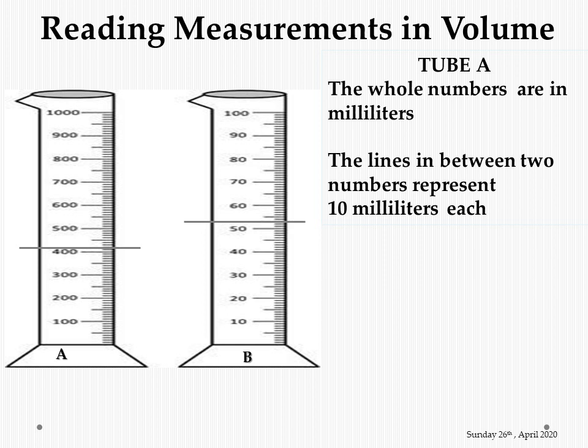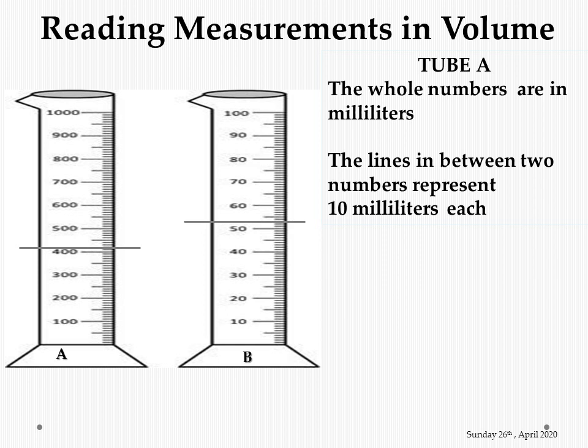So it means if this tube is filled up to capacity, then we can say it is up to 1 liter. 1,000 milliliters make 1 liter, remember? All right, now also the lines in between two numbers represent 10 milliliters each. The line between 100 and 200, each of those lines represents 10 milliliters each.